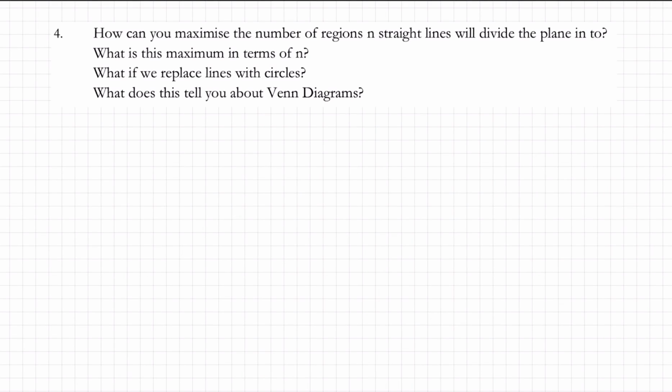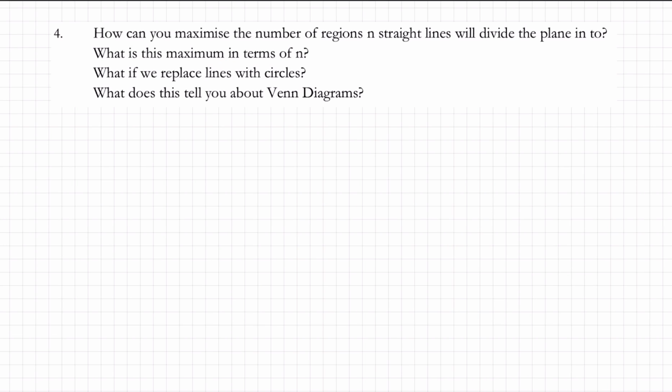Okay, so we're back at it again. This is TBO problem number 4. I've just seen it now, and I'm going to be solving this in the style of an interview, so I'll explain my full thought process. How can you maximize the number of regions n straight lines will divide the plane into?